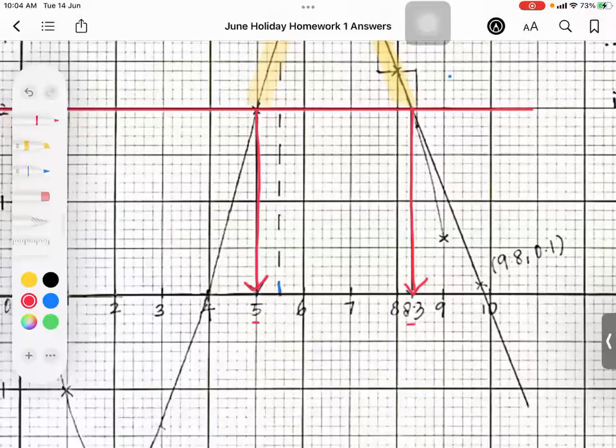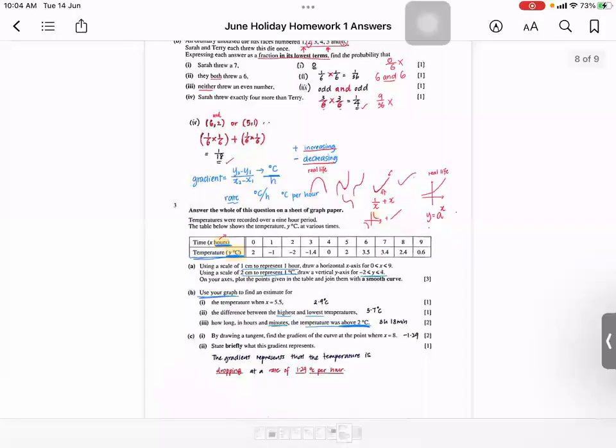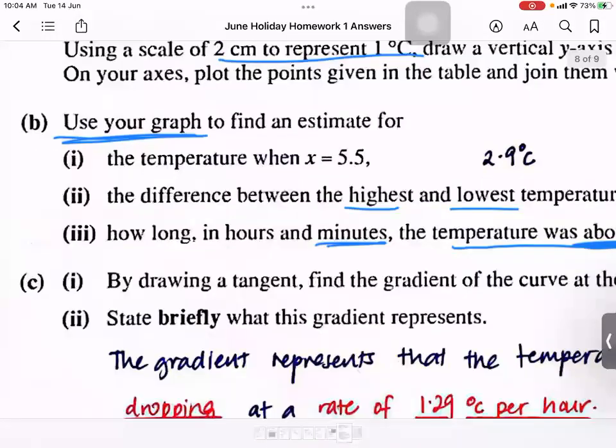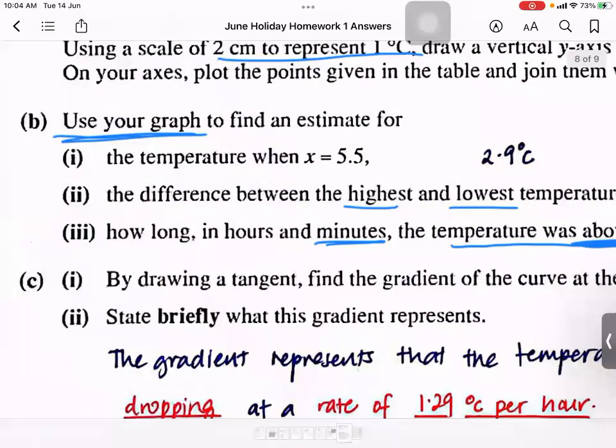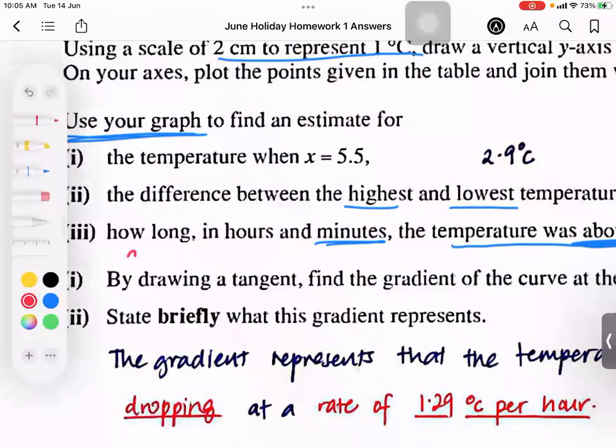So now, what is this duration? How long? Okay, read the question very carefully. They want how long. They did not say from what time to what time. If the question is from what time to what time, that will be from 5 hours to 8.3 hours, something like that. But they want how long? They want duration. Another word they can also ask you is duration. So duration also means how long.